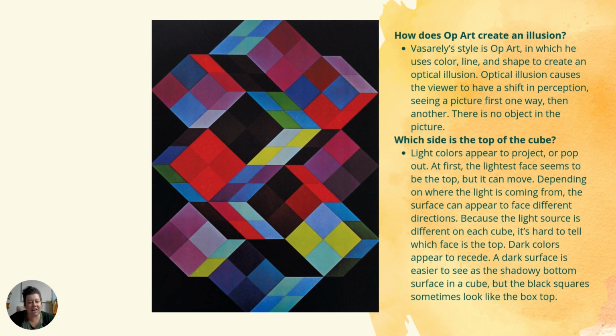So some of the things that I really want us to focus on is this idea of op art. That's what we would call this. This is op art, and it creates an illusion. So how does it do that? All right, so Vasarely's style is called op art. He uses color, line, and shape to create an optical illusion. Optical illusion causes the viewer to have a shift in perception, seeing a picture first one way and then another.